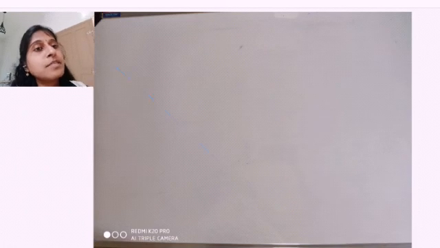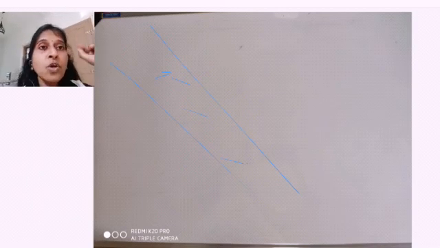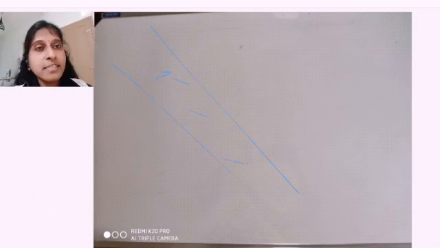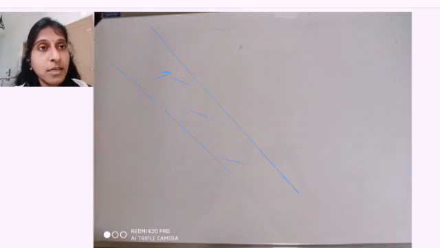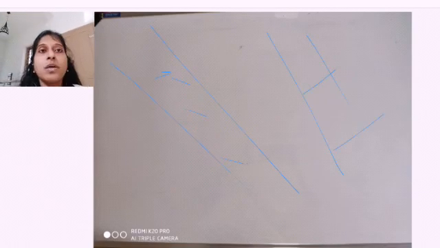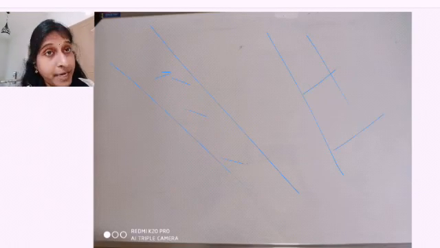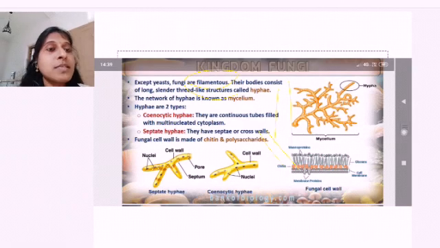Okay. Cenocyte means the hyphae contain nuclei. What is present? The nucleus. The nuclei are just scattered inside. So then what do I call that one? Cenocyte. Clear? And when this hyphae has partitions like this, what do I call it? Septate hyphae. Clear? So now it's clear.